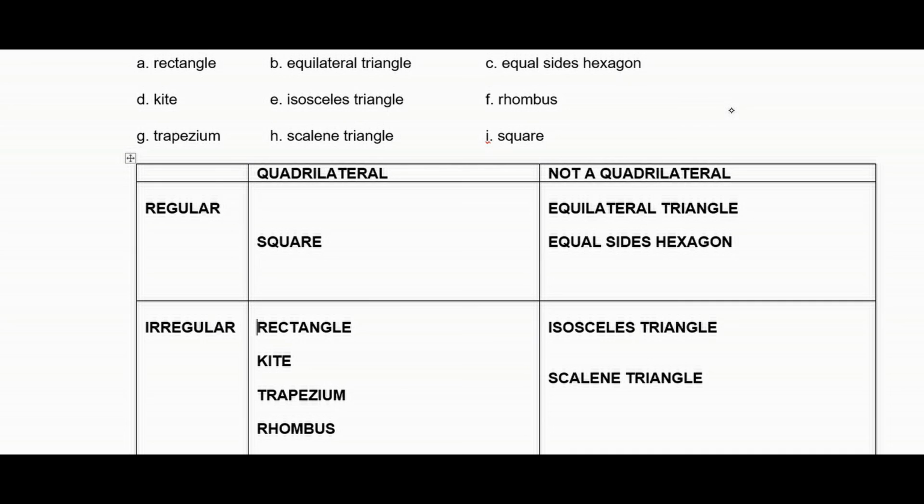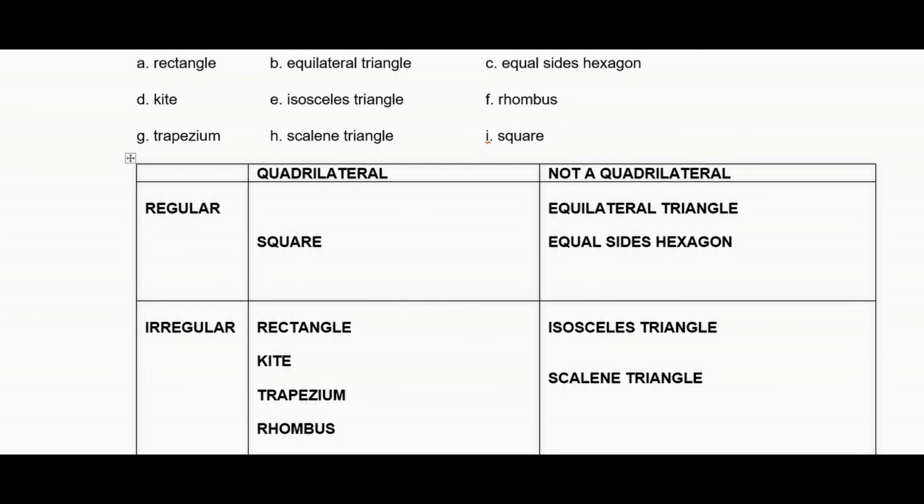Let's go, equilateral triangle. Well, it is not a quadrilateral. And it says equilateral, it means it is regular. Equal sides hexagon. I couldn't write here, regular hexagon. You don't normally call it equal sides hexagon. What you call it is a regular hexagon. Then we have to classify it here. Is it a quadrilateral? No, definitely it is not. And anyway, it is regular.